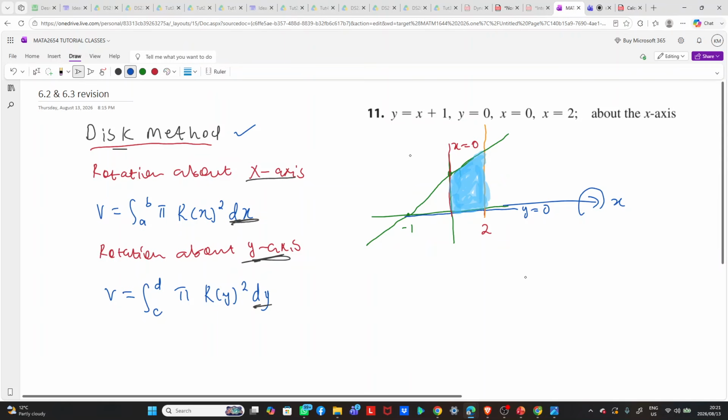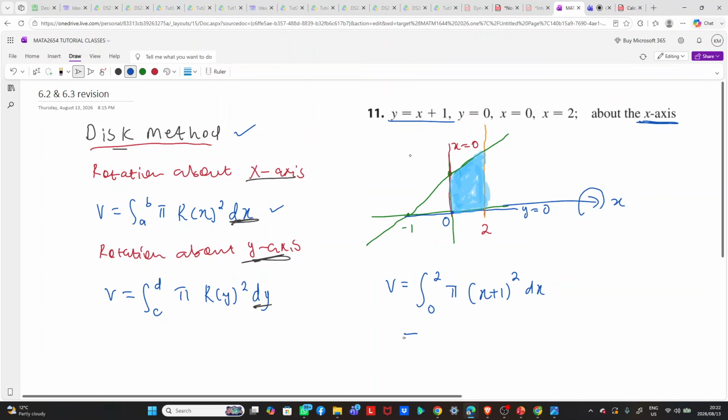Okay, so in this particular example, we are going about the x-axis. So it tells us that we need to use this formula. Our volume will be defined by the integral from a to b. You see that this point here is where we have 0. So we'll integrate from 0 to 2 of pi. What is R(x)? R(x) is the function that we are dealing with here, y equals x plus 1. So we'll have x plus 1, that is our R(x), raised to the power 2 dx.